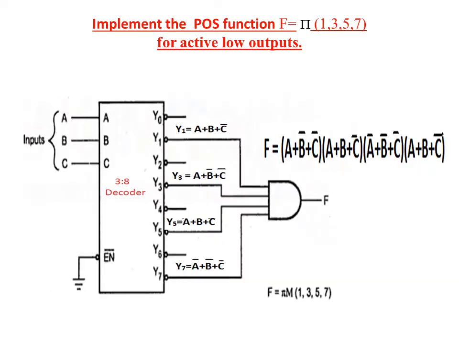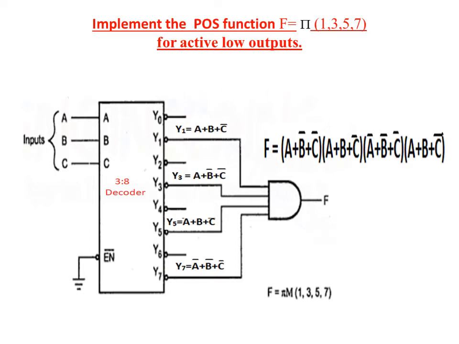Implement the following Boolean function for active low output conditions. So this is a 3 variable function, and we are using a 3:8 decoder. The inputs are A, B, C, and the enable input is an optional one. The outputs are Y0 to Y7. NAND gates are used here, so we will obtain the max terms at the output.